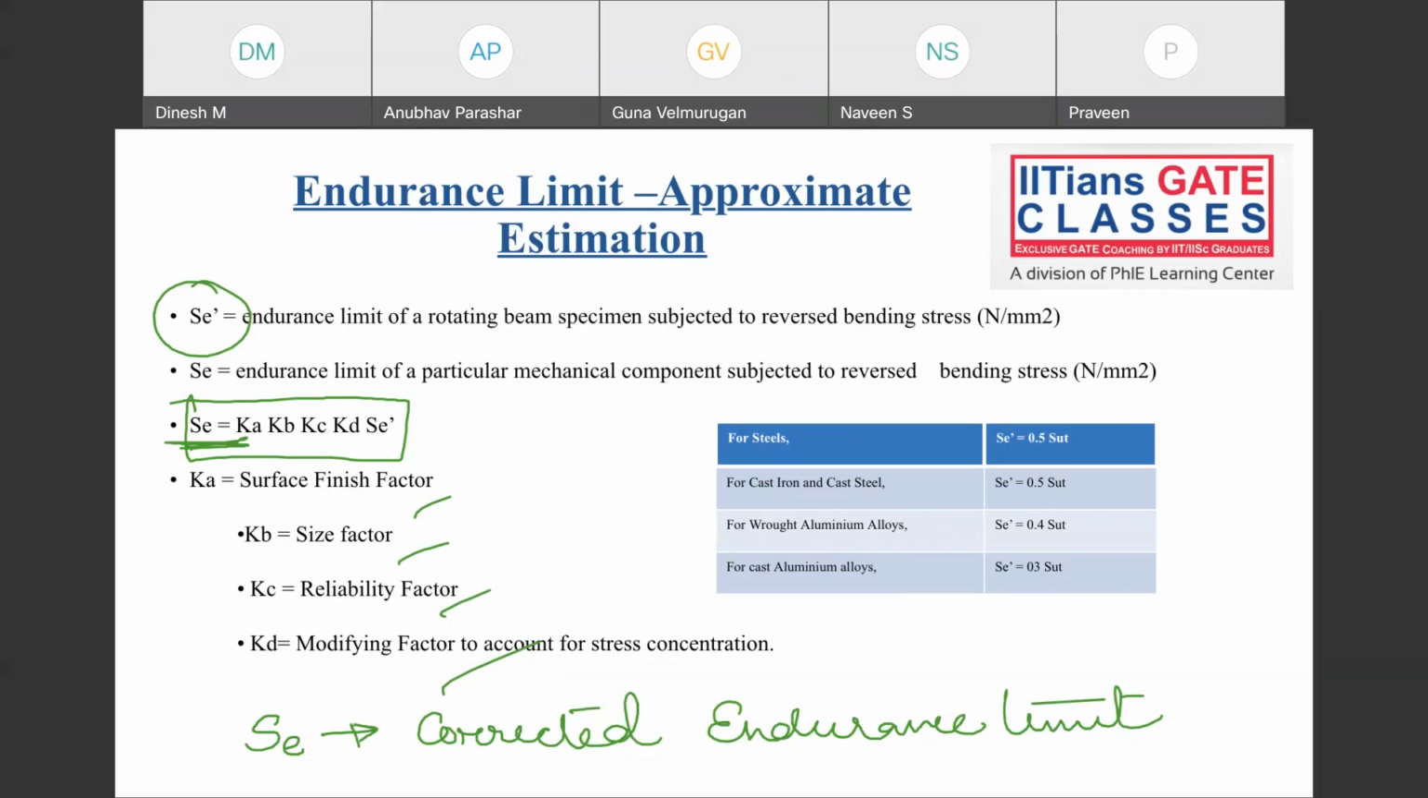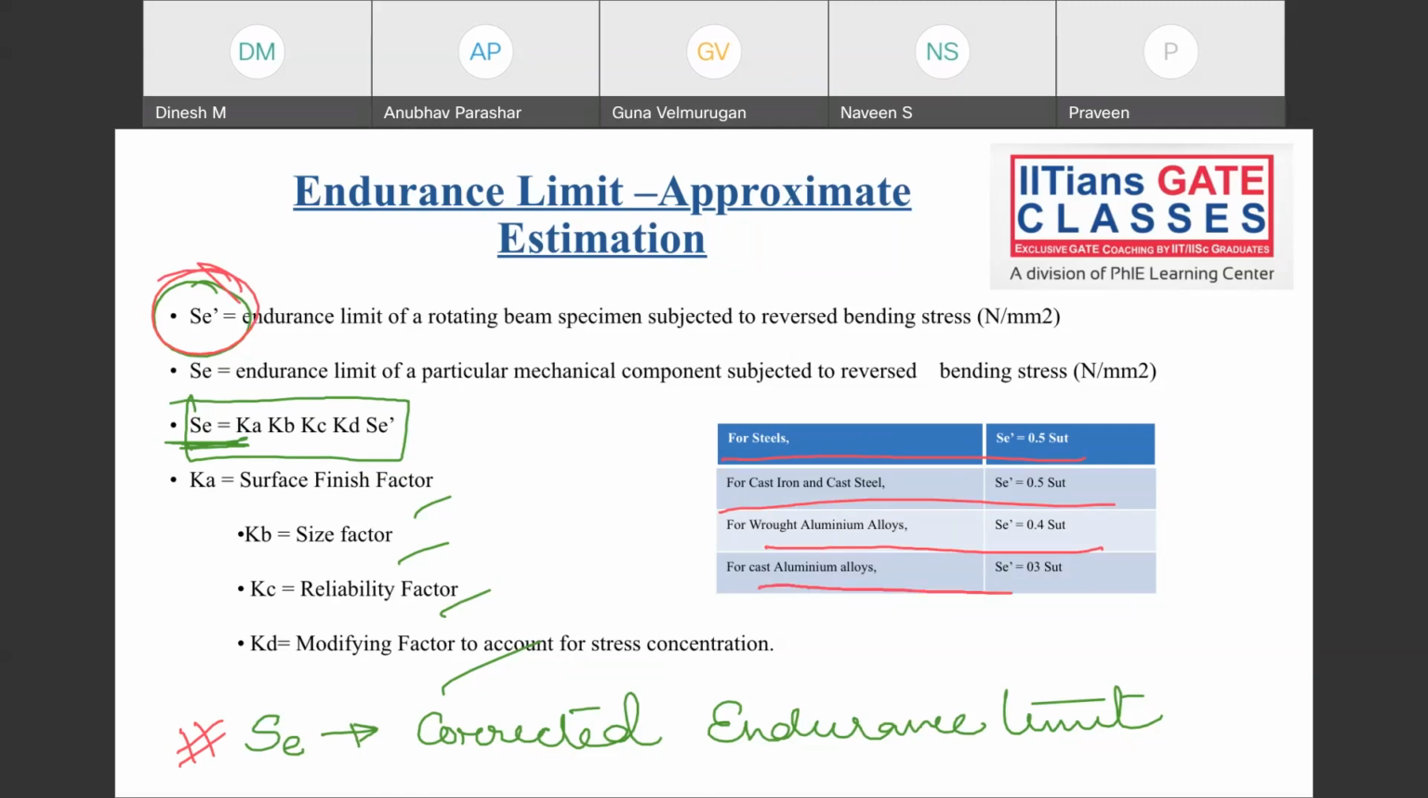Sometimes it is possible that the corrected endurance limit is not given, then we have some standard formula. For steels, it is 0.5 SUT. For cast iron and cast steel, it is 0.5 SUT. What is SUT? Ultimate strength. Okay? The endurance limit is half of SUT. I'm talking about SE dash. For wrought aluminium, it is 0.4 SUT.